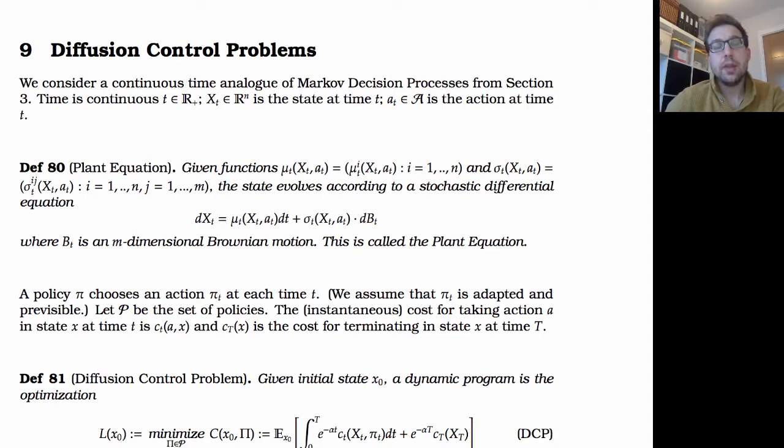Okay, so anyway, what I'll first do is go about defining what we mean by a diffusion control problem. Okay, and then we'll focus on this kind of heuristic derivation, and then we'll give a kind of rigorous result which says that if we can solve the HJB equation, Hamilton-Jacobi-Bellman equation, which is the analog of the Bellman equation for this control problem, then we have actually an optimal solution to the problem.